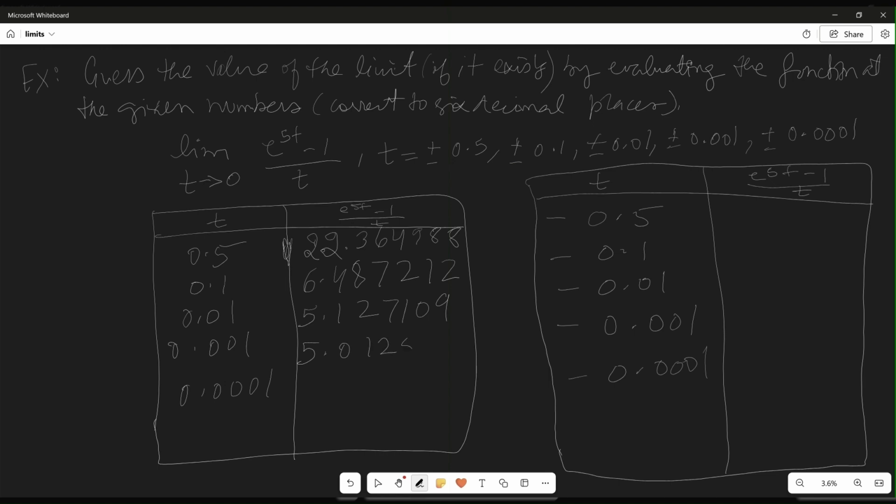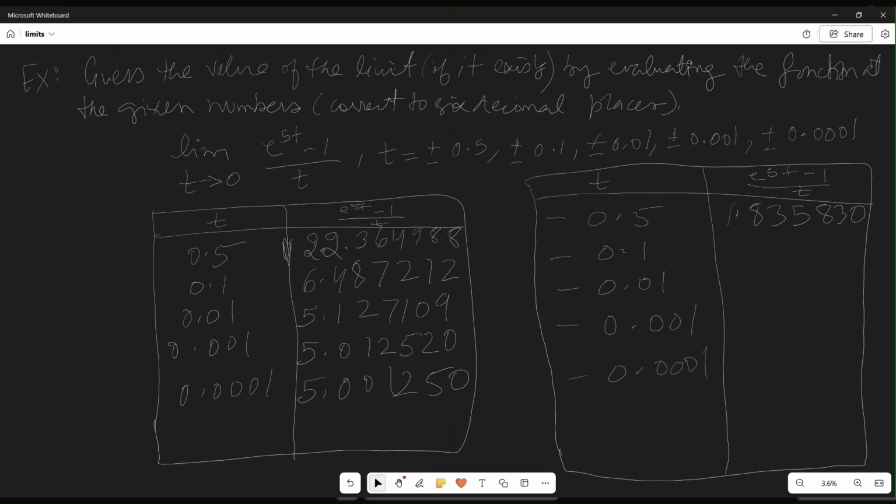I just created two different tables for positive and negative values. You don't have to, however you feel is easier. It's going to be 5.012521. At negative 0.5, the value for this function is 1.835830 up to 6 decimal places.